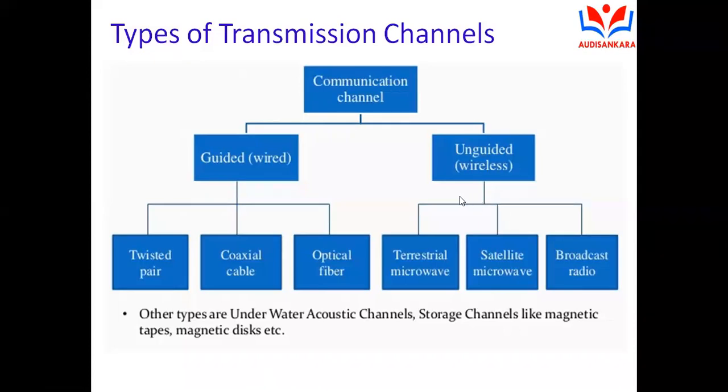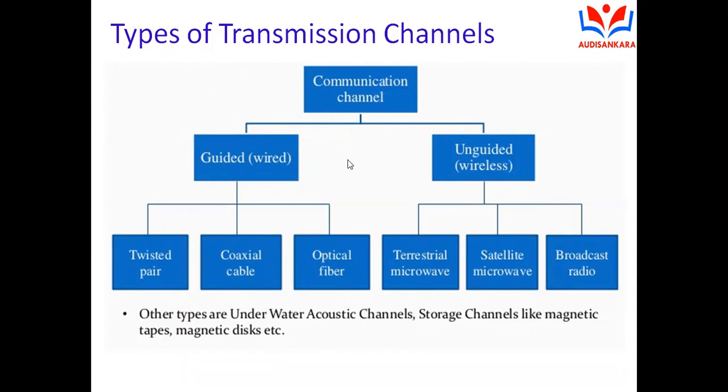So these are all terrestrial microwave radio communication systems, satellite microwave radio communication systems, and broadcast radio communication systems. These are all wireless communication systems, and wireless is called unguided. Guided means a physical path, a connection. Unguided means there is no physical path, no connection.